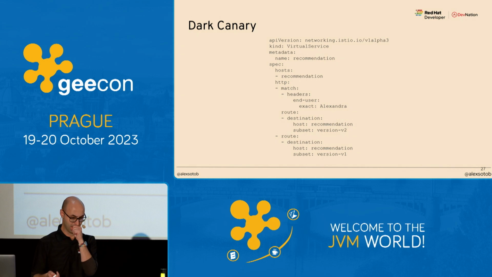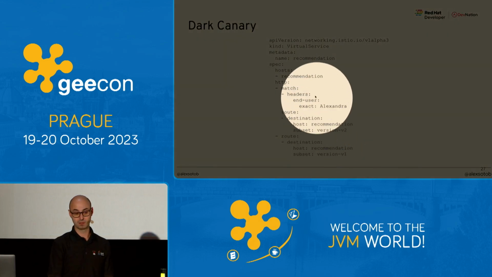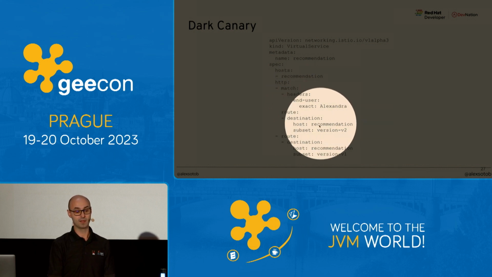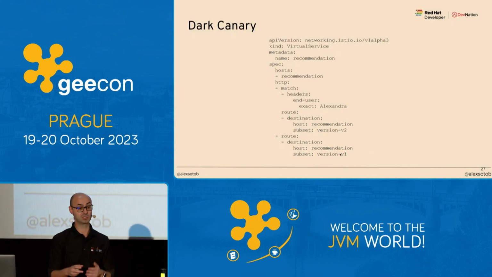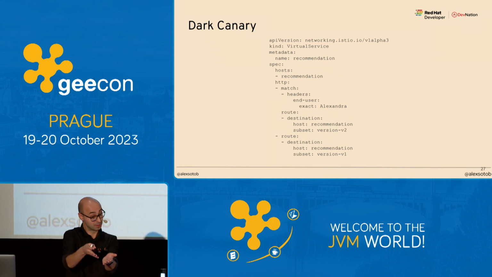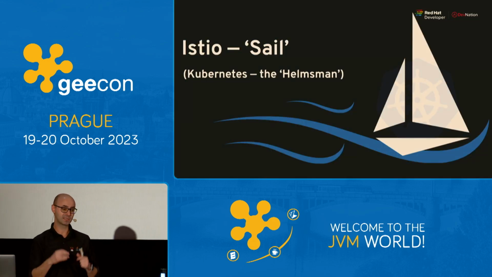How about dark canaries? Sorry. We're talking about dark canaries saying, hey, depending on, for example, the HTTP header, I want to send the traffic to one version or to another version. In this case, I'm saying, I've got a service named recommendation, and if I've got an HTTP header, name it end user, and this end user is Alexandra, then send it to V2, but if not, send it to V1. You're going to do this with Kubernetes. You need something, right? Again, you can implement your proxy there, but it's not necessary if you could use this YAML file. And yes, you can use these YAML files, basically using Istio.